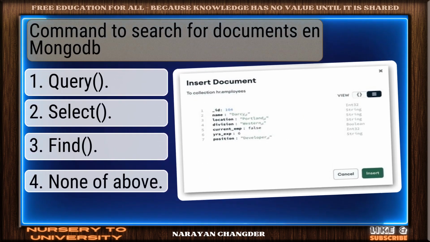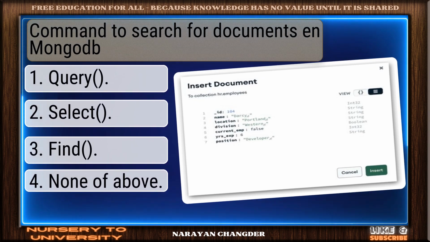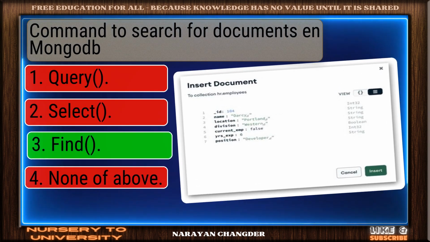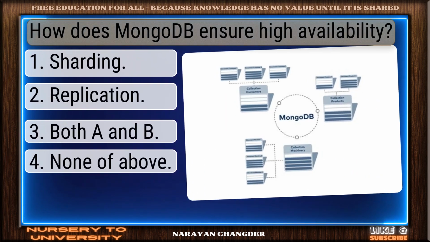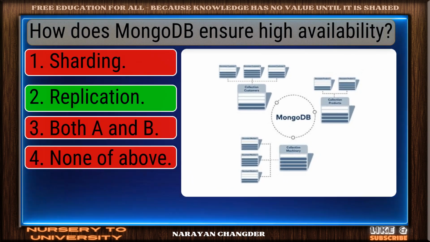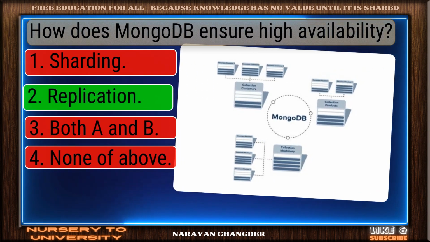Question number 23. Command to search for documents in MongoDB. Excellent choice. Find is the right answer. Question number 24. How does MongoDB ensure high availability? Correct. Replication is the right answer.